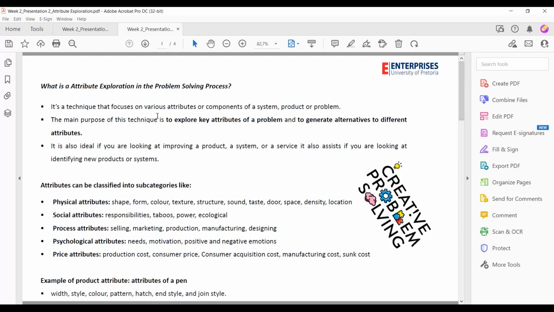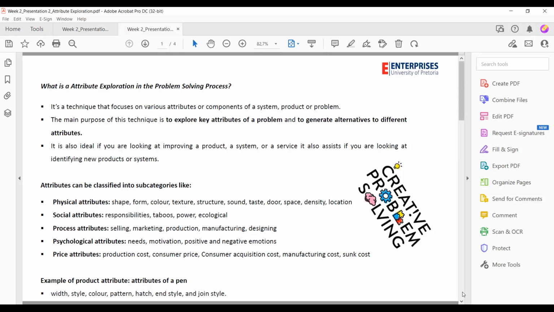Attributes, I'm not sure if we all know what attributes are. Attributes are like, I think, characteristics or features. Yes. So it's width, style, color, pattern, edge, end style, and join style. Those are the attributes of a pen. Can I move on?